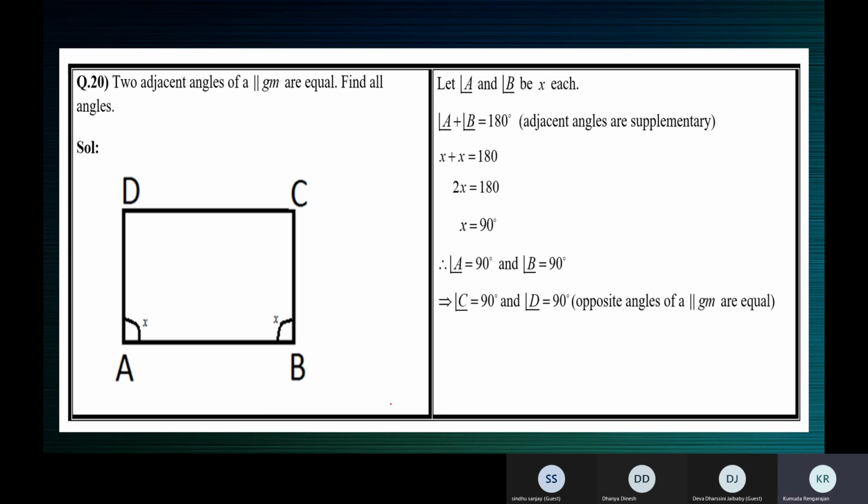All based on the properties. You've seen all the properties in detail. You should have read it many times. You must remember the properties. Only with the help of the properties can you answer these questions.